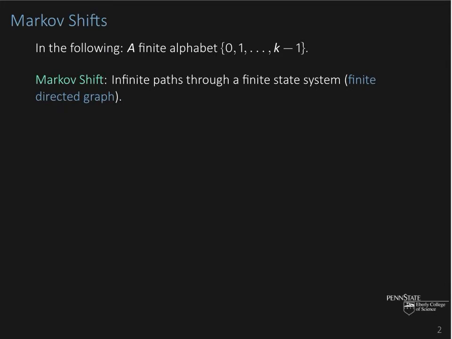As usual, for the course of this lecture, we fix a finite alphabet A, and in particular, for this lecture, we assume it's just the numbers from 0 to k-1. Now, a Markov shift, the easiest way to introduce this and to picture it is to think of the set of infinite paths through a finite state system. That's not quite the same as a finite automaton, as we see in a moment. So you can more think of it as a finite directed graph.